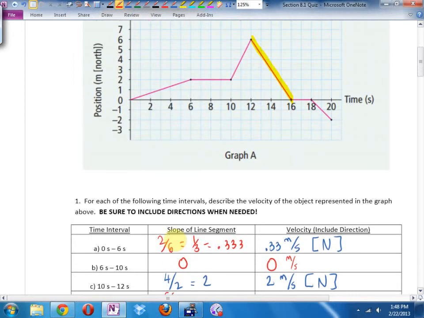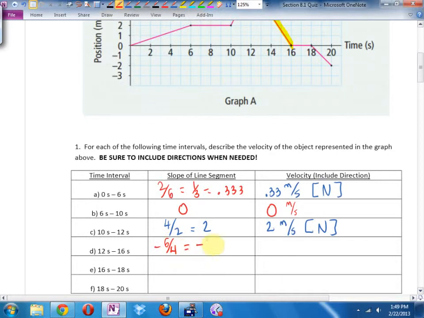Over. Kenzie, how far left, right am I when I start? 12. How far left, right am I when I end? What's my run? 12 to 16. What's my run? Folks, what's my run? 4. Right? Start at 12, end at 16. Rise over run.